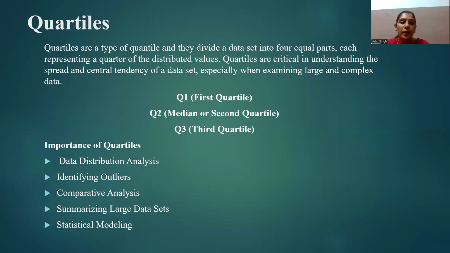Next is summarizing large data sets. In large data sets, quartiles provide a concise summary of the data. Rather than examining each data point individually, quartiles offer a snapshot of the overall distribution. Quartiles make it easier to summarize large data sets as they can be represented graphically. So you can easily represent all the data graphically even if it is a large set. Okay, so next is statistical modeling.